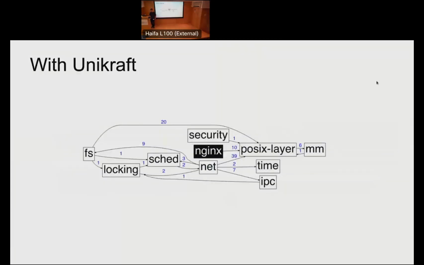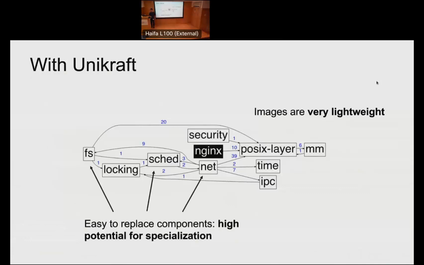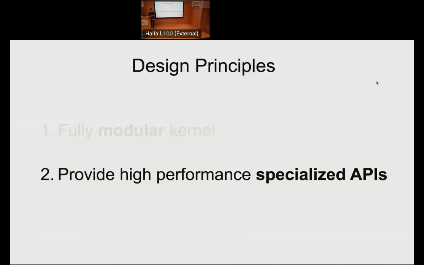So with Unikraft, that figure would look a little bit more like that for Hello World and nginx. Images are really lightweight and really specializable. So now our second principle was to provide high-performance specialized APIs.